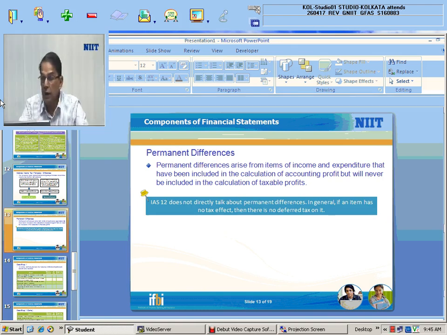If those items like economic benefits or obligation will not be taxable, the tax base of the asset or liability is equal to its carrying amount, and there is no taxable temporary difference.